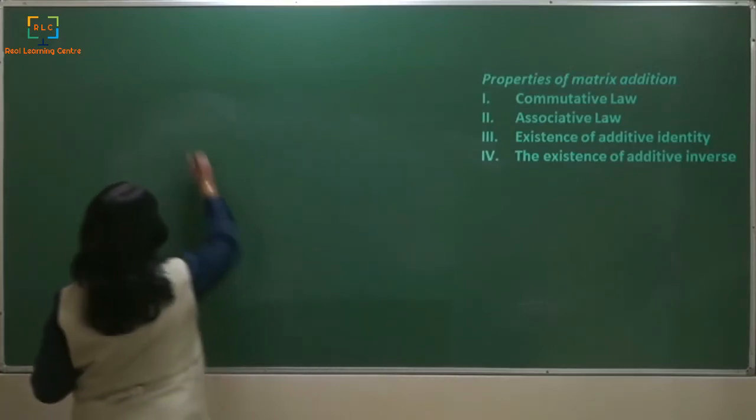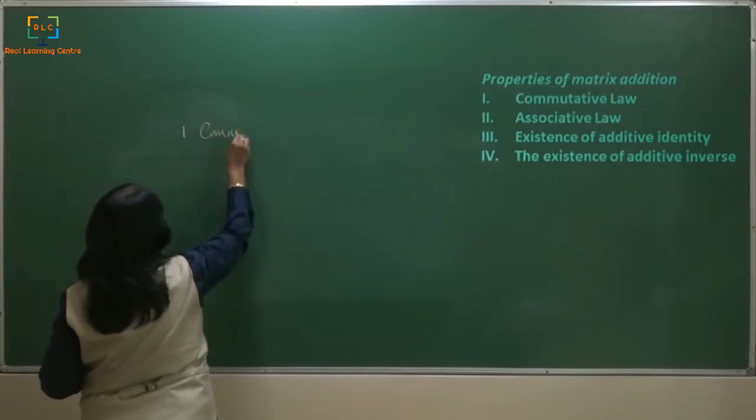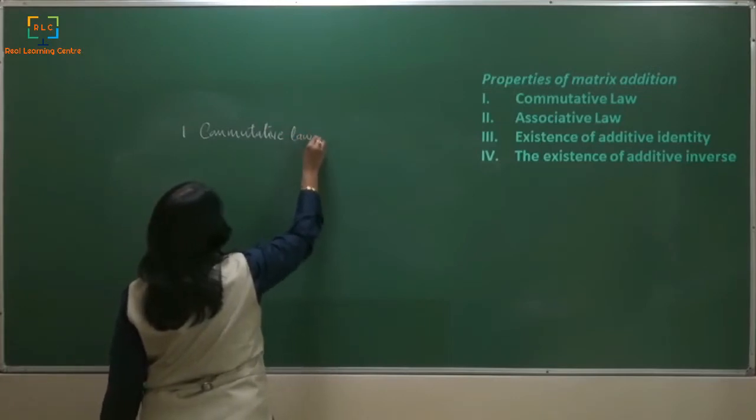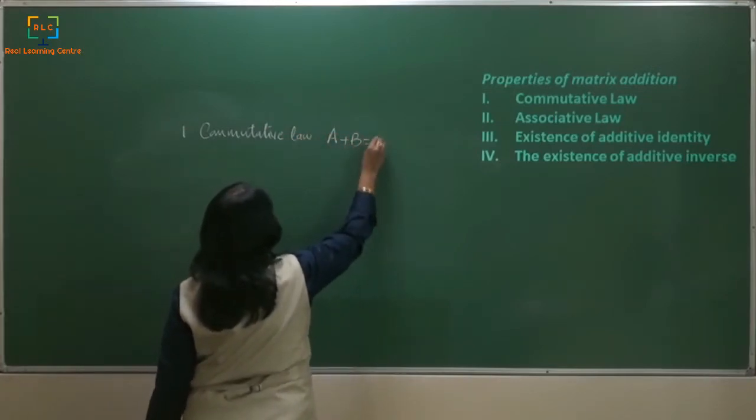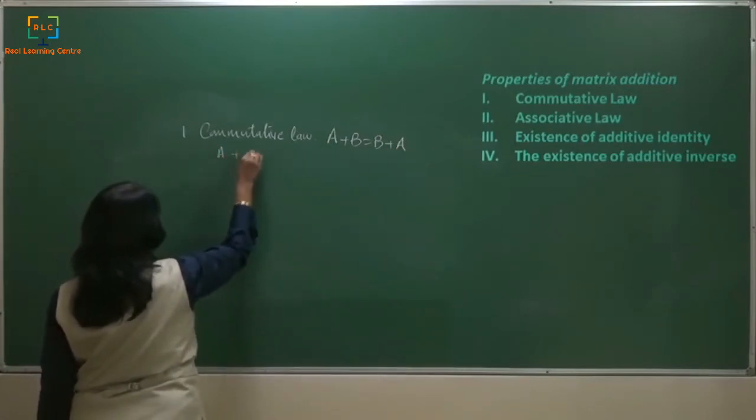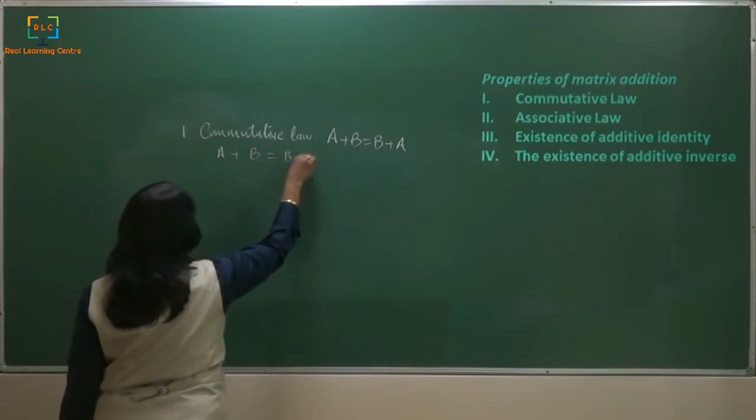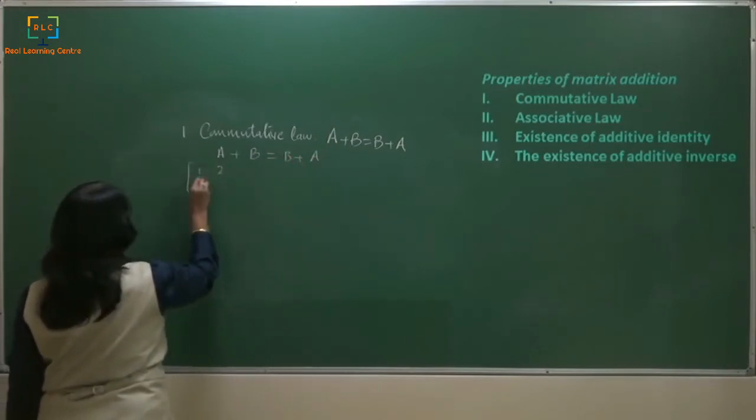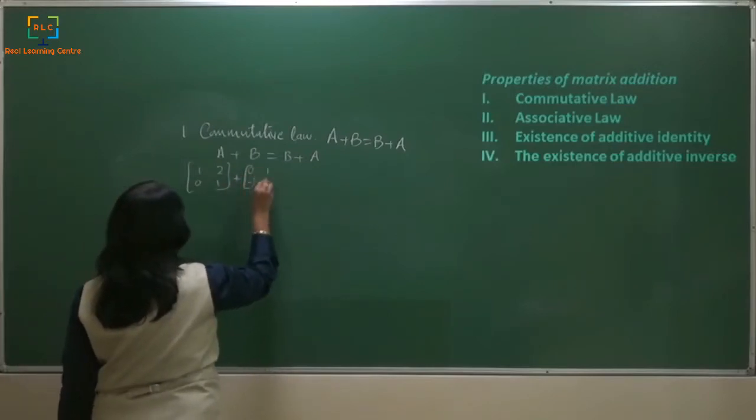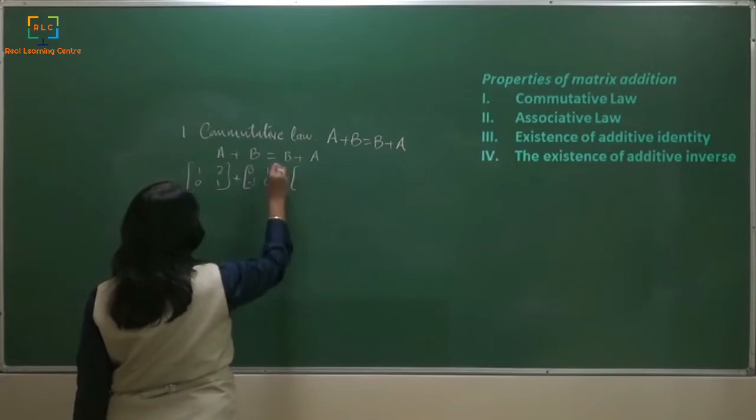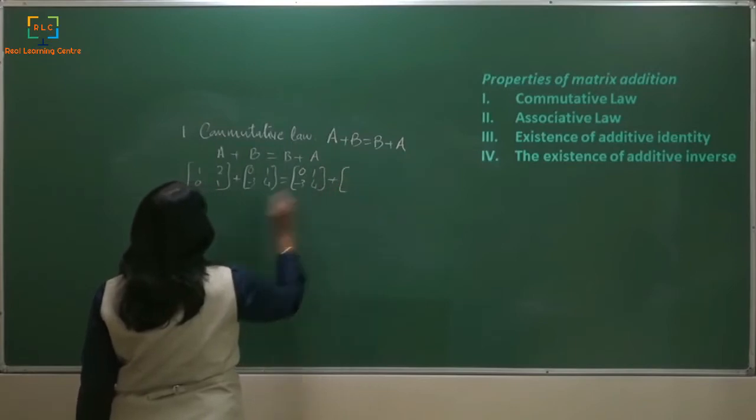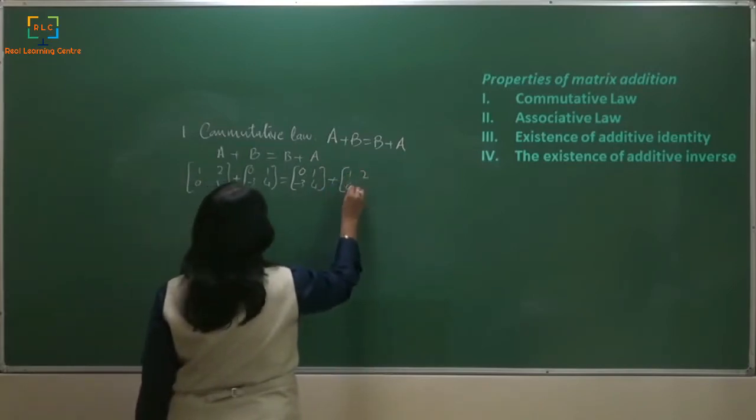Now what do you mean by commutative law? A plus B is equal to B plus A, and I'm sure you know this. I'll take A plus B and I shall take B plus A, 1 2 0 1 plus 0 1 minus 3 4, something like this. I have taken an example the way I want. This is 0 1, both are of the same order, so I can add them, but I'm doing A plus B and B plus A, 1 2 0 1.